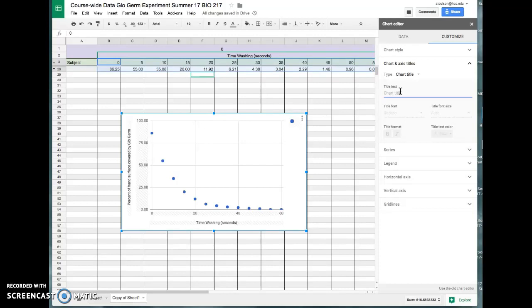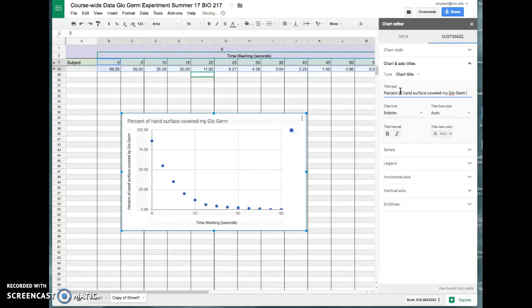Let's see, percent of hand surface covered by glowgerm after washing at 5 second intervals.